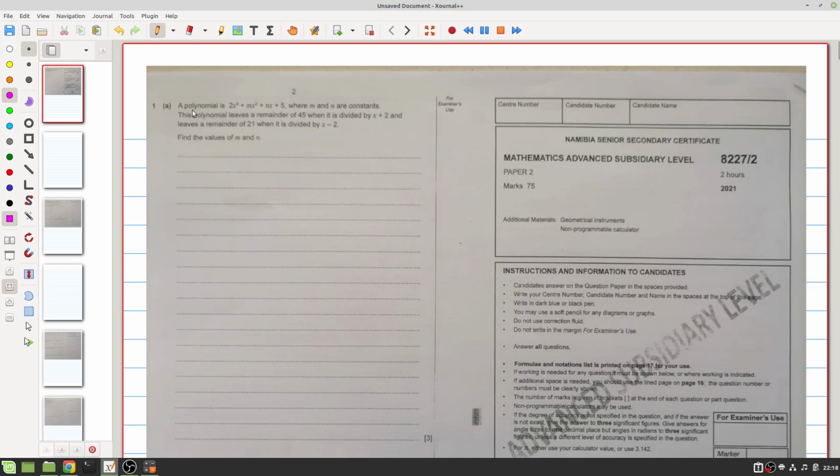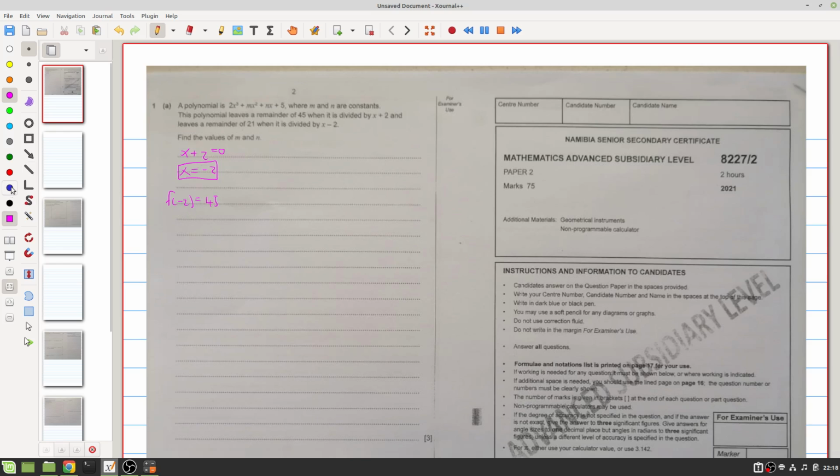So firstly we have your polynomial. We're given a polynomial where m and n are constants over here. And this polynomial leaves a remainder of 45 when divided by x plus 2. Okay, so when we divide by x plus 2, let's put that equal to 0. So that means when x equals -2, then we'll have a remainder of 45. So we can do f of -2 is equal to 45, because this is the remainder. If you substitute -2 in, you'll find a remainder of 45.